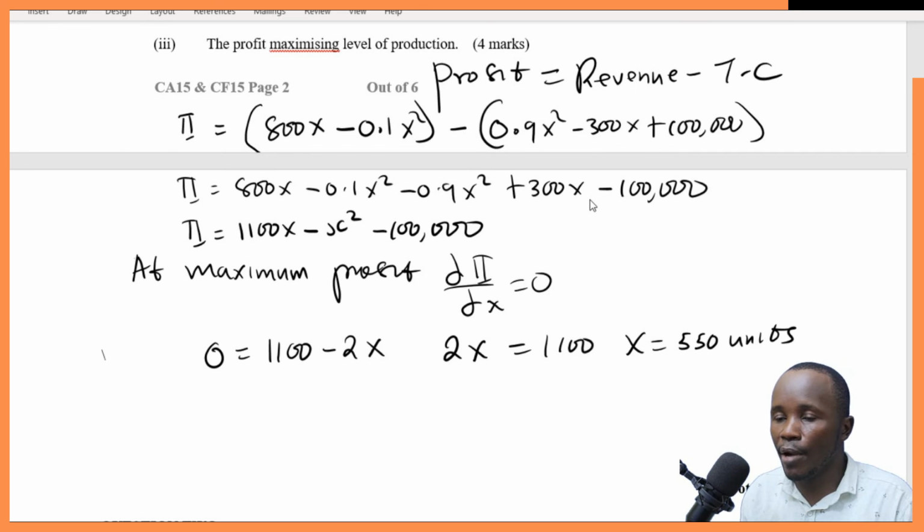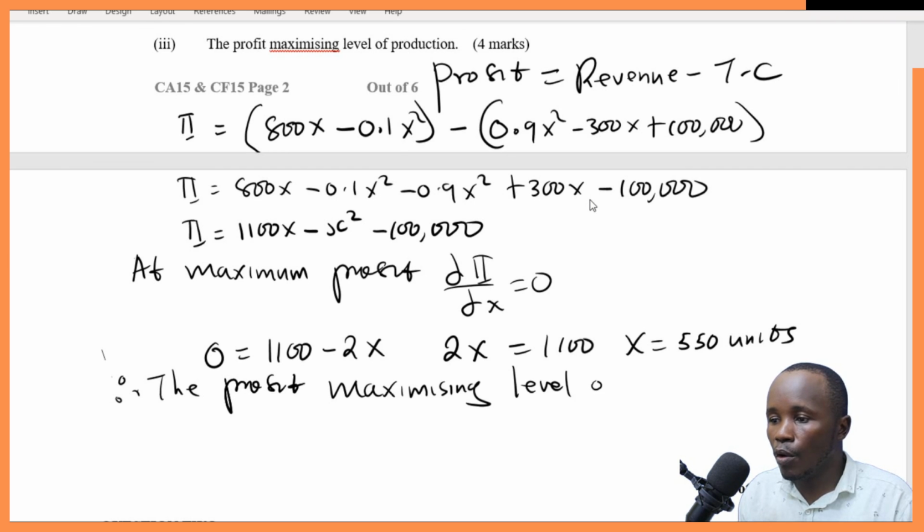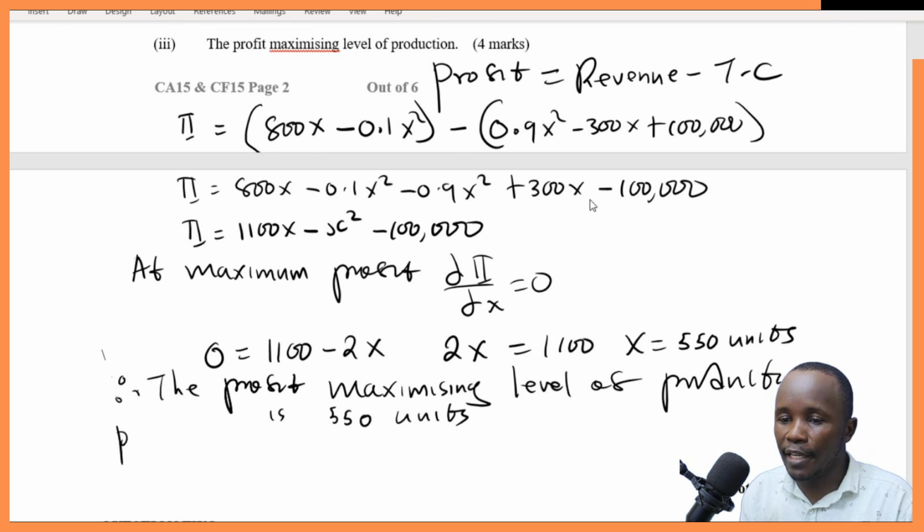This is what the examiner wanted. Therefore, we can say the profit maximizing level of production is 550 units. What about the profit itself?